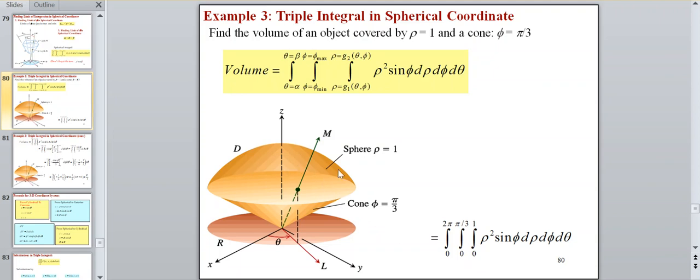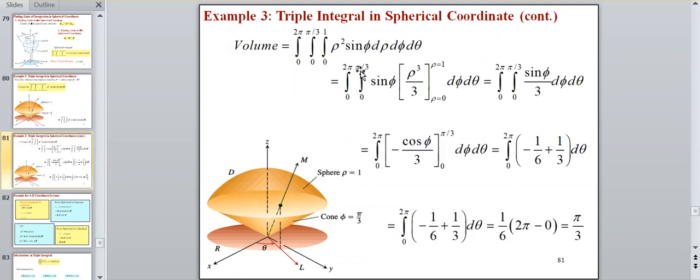Now look at the projection of region D onto the xy plane. The projection will be a circle, right? To cover this circle, theta must be from 0 to 2 pi. So these are the limits for theta. Now the integral is set up correctly, and we are going to solve it.